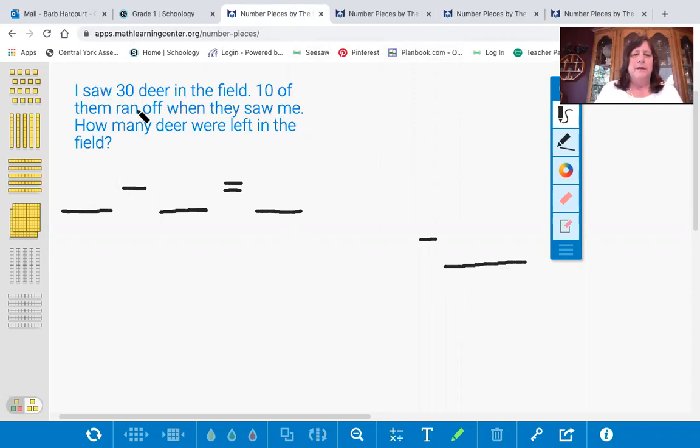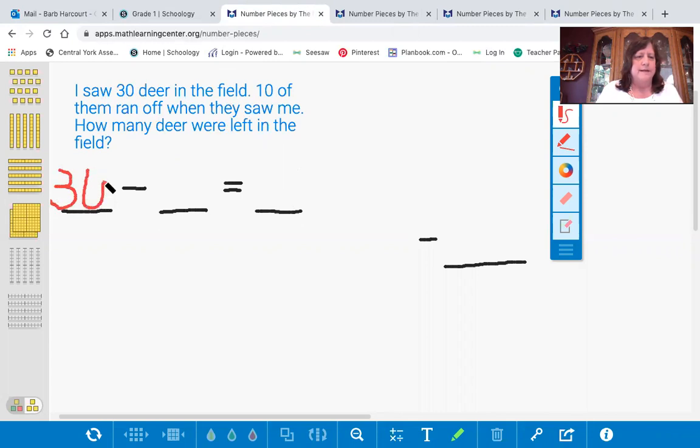So first thing we know is I saw 30 deer in the field. This is a subtraction problem. We're going to get smaller, so we want the largest number to begin, and that largest number in this problem is 30. Let's start our equation with 30. 30 deer in the field.